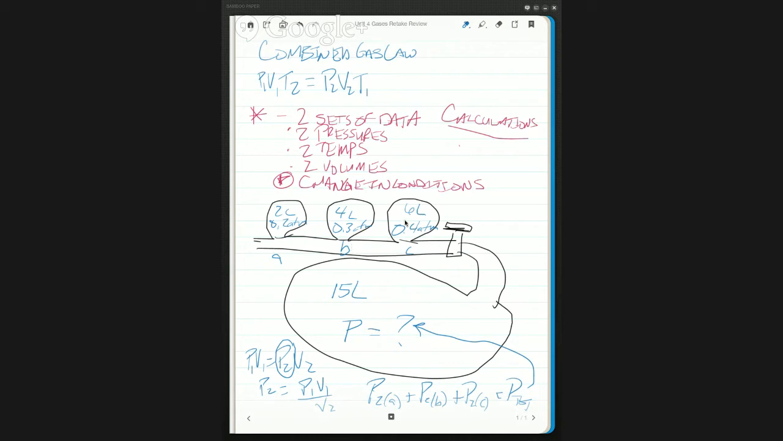You plug those in and you find the P2 for A when it goes in, the P2 for B when it goes in, and the P2 for C when it goes in. And then you add them all up. So there's a Dalton's law aspect to that. And you get the P total, and that'll give you the P total that goes into here. Okay, so that's another way that the combined gas law can be asked. So that's a little tricky.